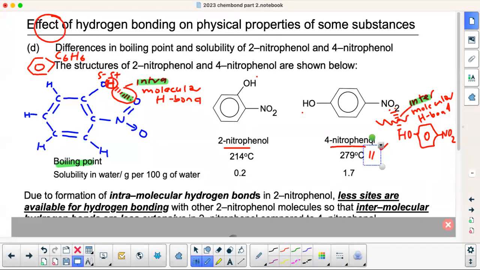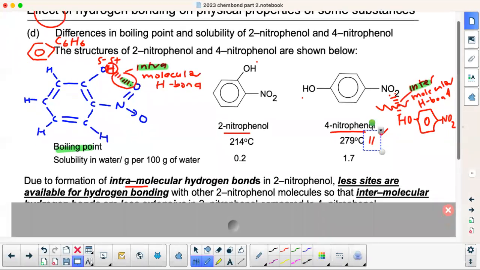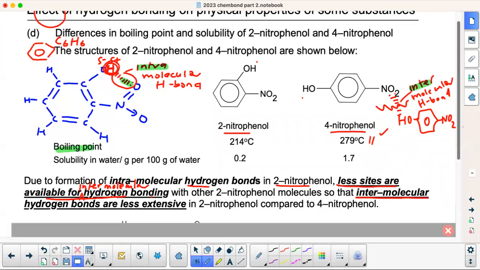Okay, due to the, so let's see. You can just read through and you understand. Due to the formation of intramolecular H bond, 2-nitrophenol has less sites. Why less sites? Because this H cannot form inter anymore. Less sites available for, in fact, if I want to be more specific, for intermolecular H bond with other molecules. So that the intermolecular H bonds are less extensive. This guy is less extensive intermolecular H bond.